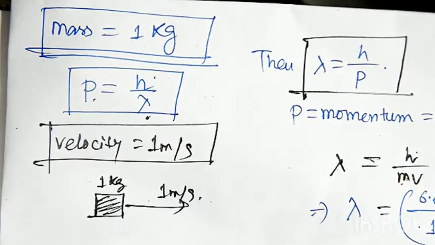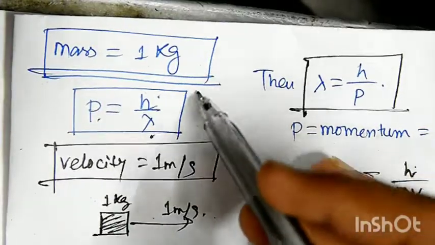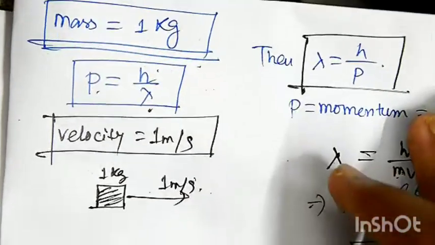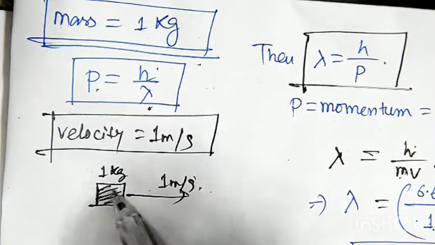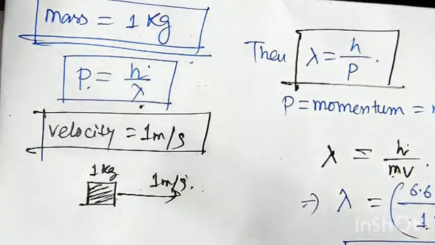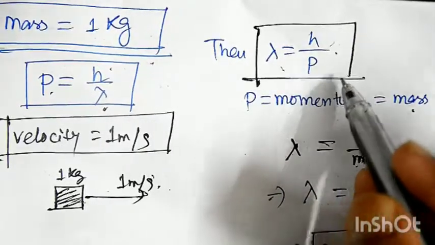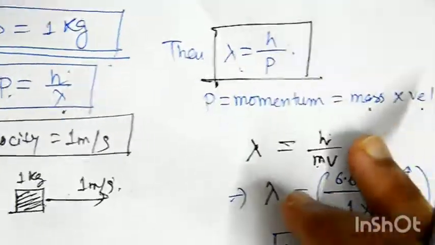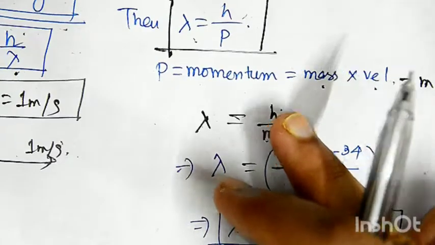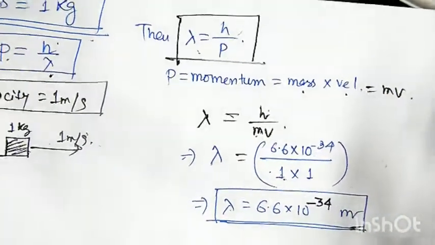Let's calculate the wavelength corresponding to an object of mass 1 kilogram moving with velocity 1 meter per second. So this is the block of mass 1 kg moving with 1 meter per second velocity. We all know the formula p equals h by lambda, so correspondingly we can calculate it: lambda equals h by p. So let's calculate the momentum and its corresponding wavelength.